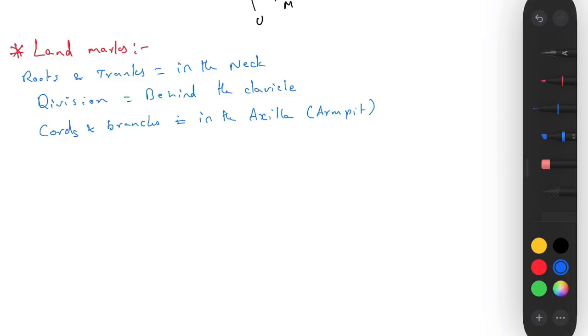Okay, so next, based on this, we have some additional branches from the roots, trunks and cords. Here, when it comes to roots, from C5 the dorsal scapular nerve innervates the rhomboids. The long thoracic nerve, C5 to C7, innervates serratus anterior. Like that we have these nerves, which innervate some muscles in our shoulder, forearm and hand.